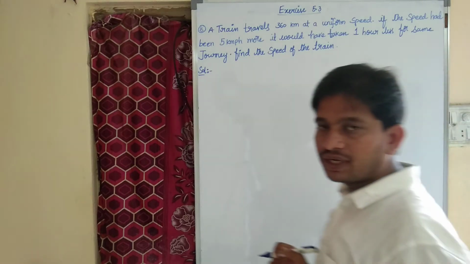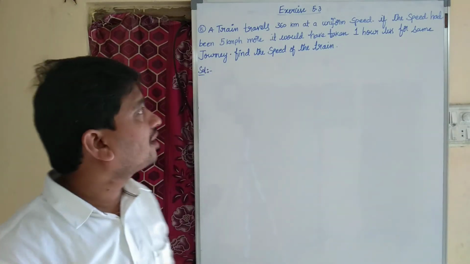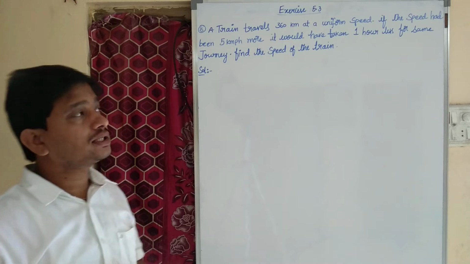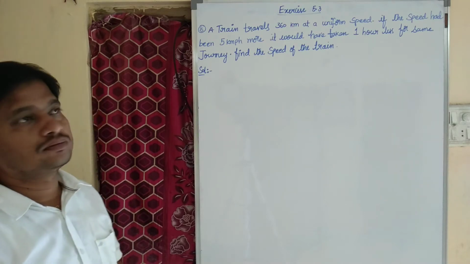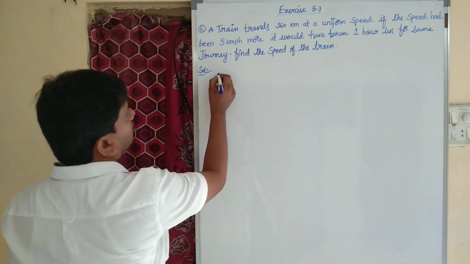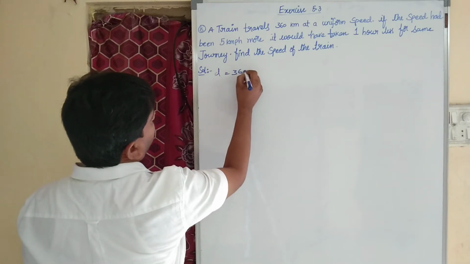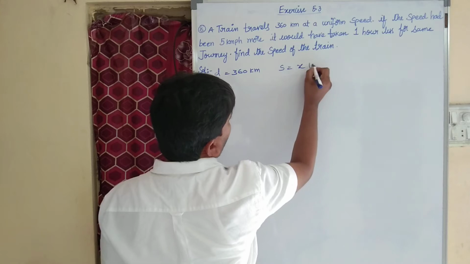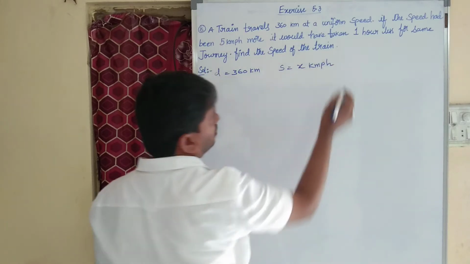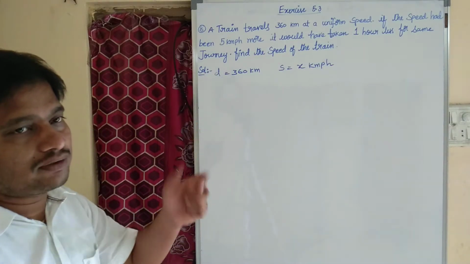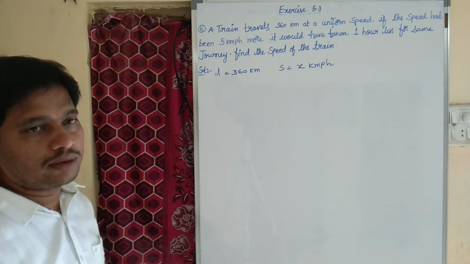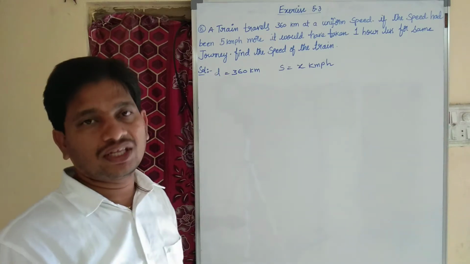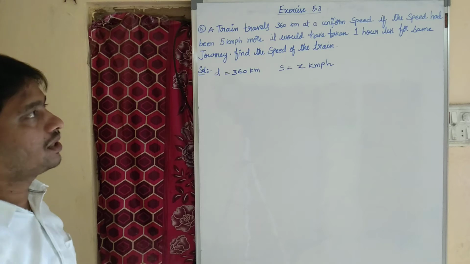Now coming to question number 8. A train travels 360 kilometers at uniform speed. Distance traveled is 360 kilometers at uniform speed. So let the speed be x kilometer per hour. Is it clear? Statement number 1: distance traveled is 360 kilometers at a uniform speed. We don't know what the speed is, so let the speed be x kilometer per hour.